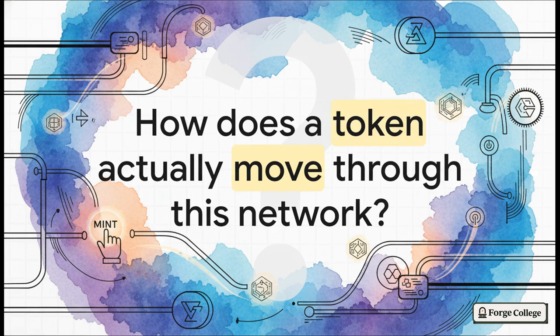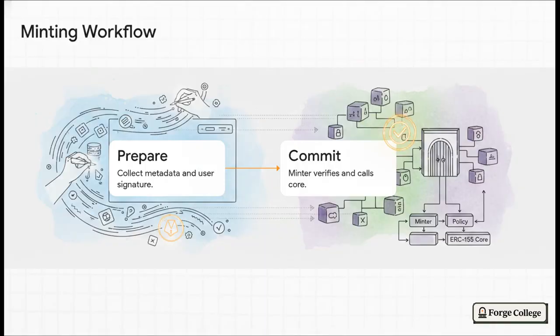Let's trace a token's lifecycle and see exactly what happens behind the scenes when a user excitedly clicks that mint button to bring a brand new token into existence. Okay, the minting workflow is essentially a highly orchestrated two-step dance. Step 1 is the off-chain prepare phase. Before anyone even talks to the blockchain, your front-end server collects the metadata, checks if the user is allowed to be there, and grabs their cryptographic signature.